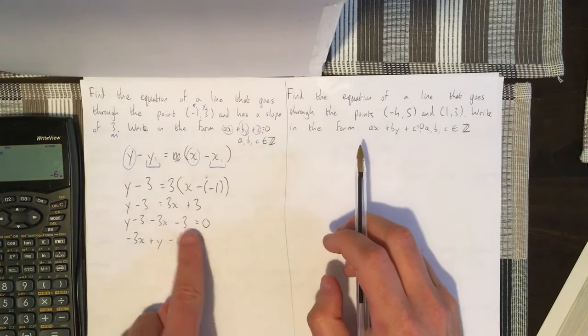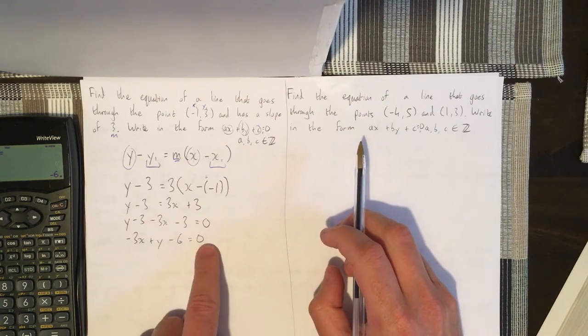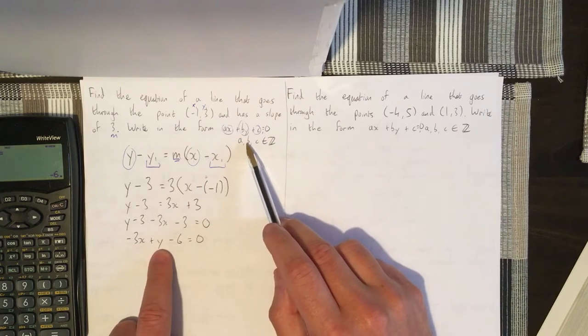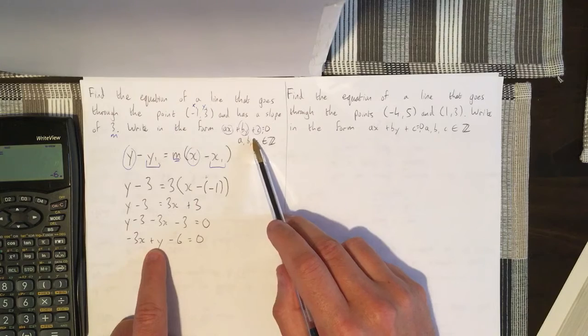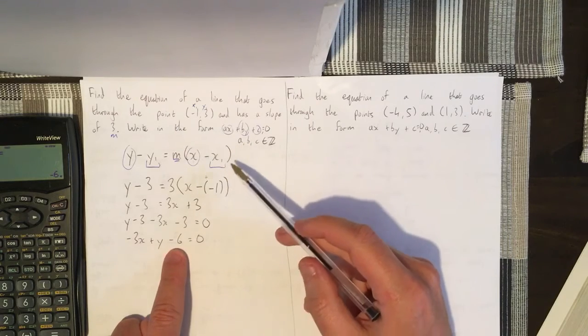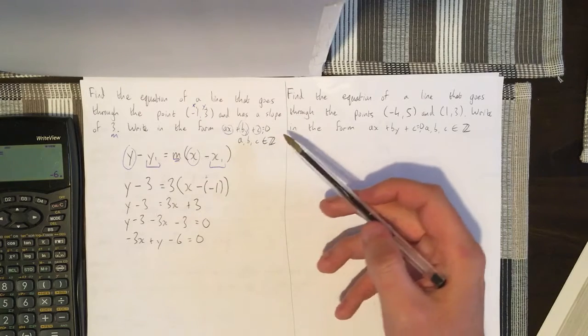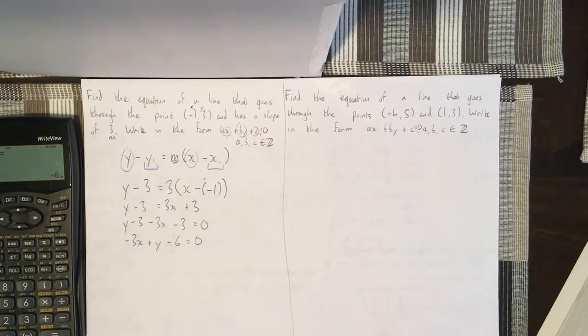Okay, so everything is on the left-hand side equal to 0. The a, b, and c, the number in front of the x, the number in front of the y, 1 in this case, and the number that's at the end are all integers. They're all whole numbers. So I've done what I was asked to do. All right.